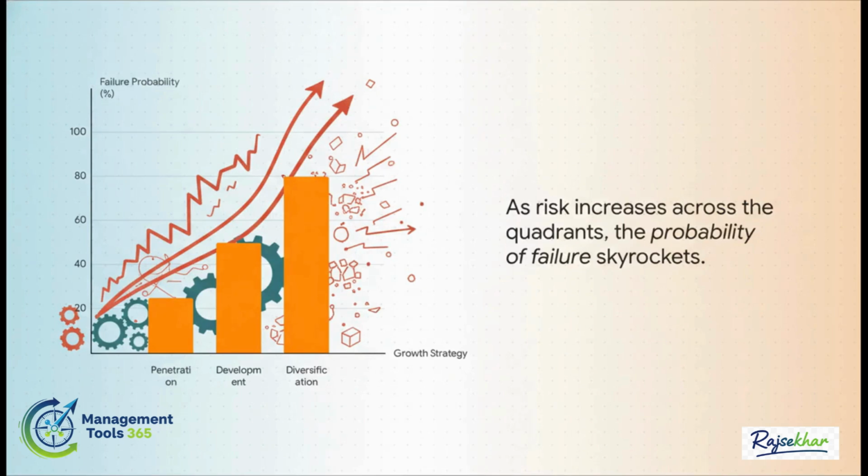And look, this risk isn't just a gut feeling. The data is pretty stark. Your chance of failure is lowest with market penetration. It jumps to about a coin flip, 50-50, for the development strategies. But with diversification, you're looking at a staggering 80% chance of failure. This chart right here is why you have to be brutally honest about the risks before you make a big move.